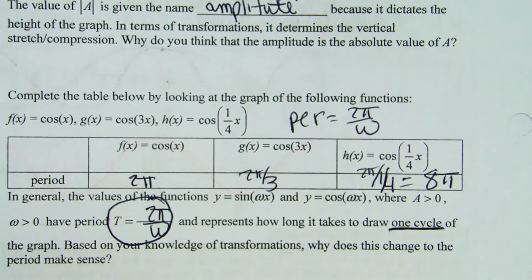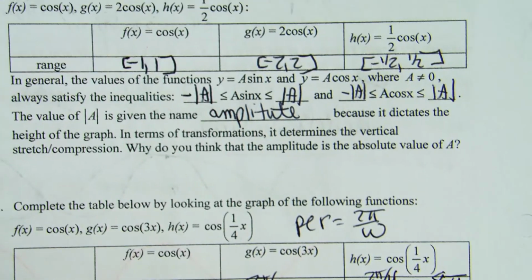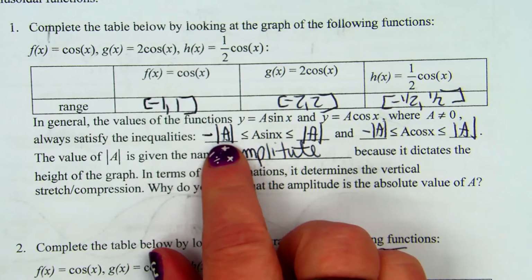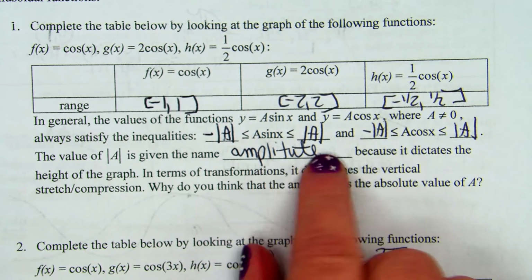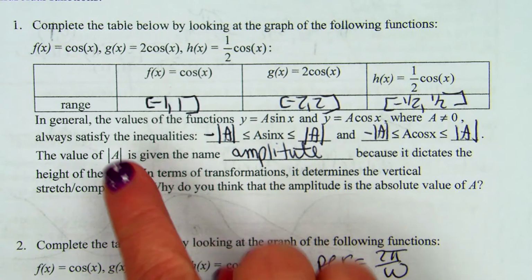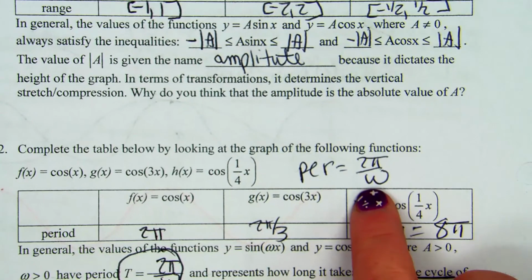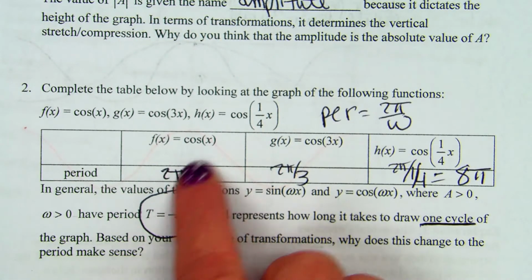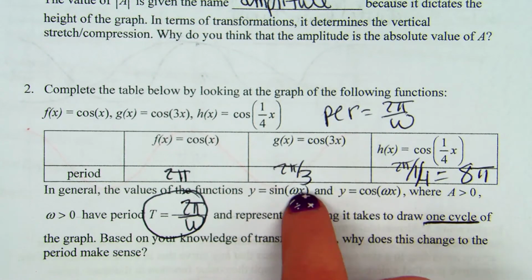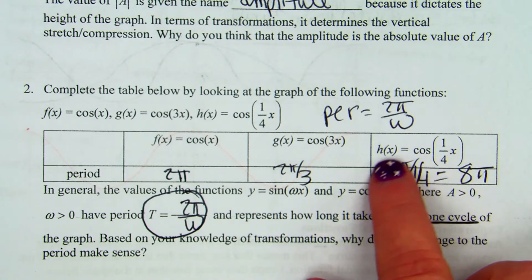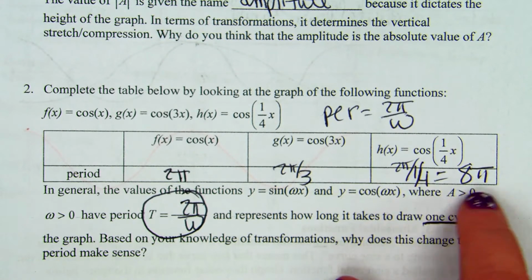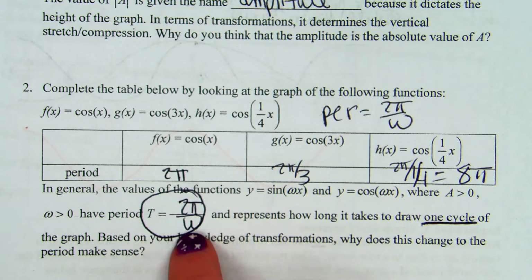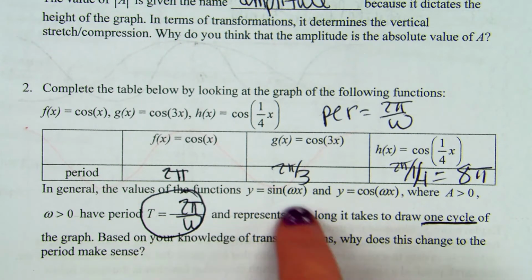So I think you got this part up there with the amplitude. The absolute value of A is called the amplitude. Period is 2 pi over w. So with just an x, it's 2 pi. With a 3, it's 2 pi over 3. With a 1/4, it's 2 pi over 1/4, which is 8 pi. T is the period, 2 pi over w. That does one whole cycle of the curve.